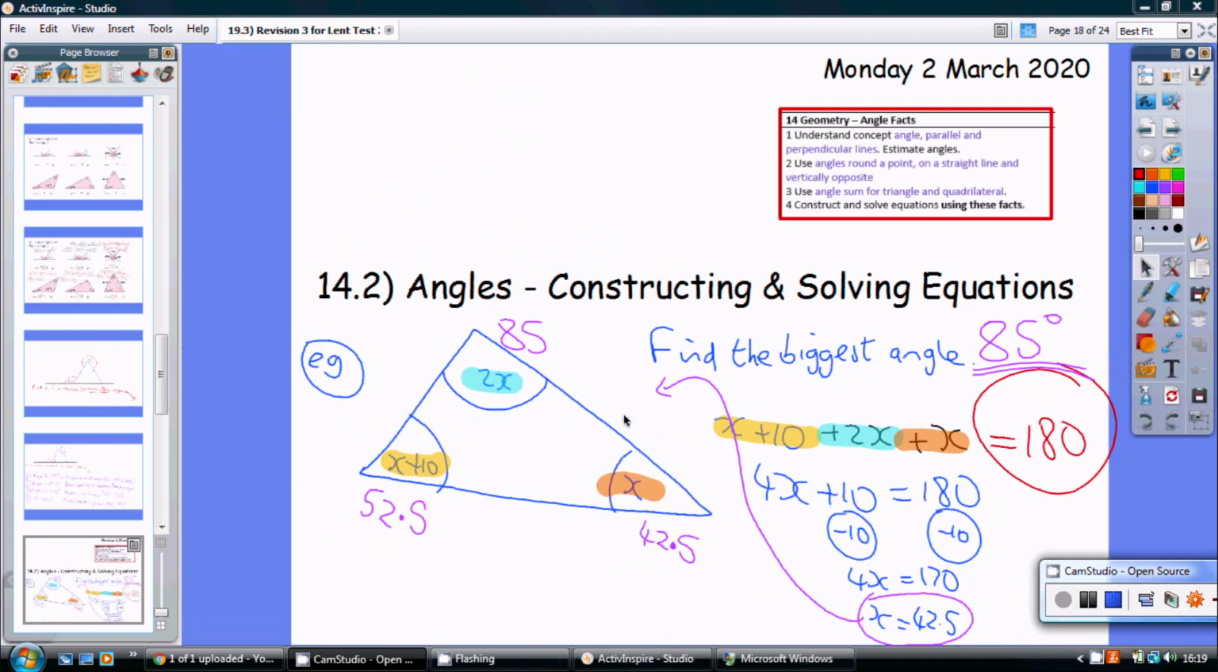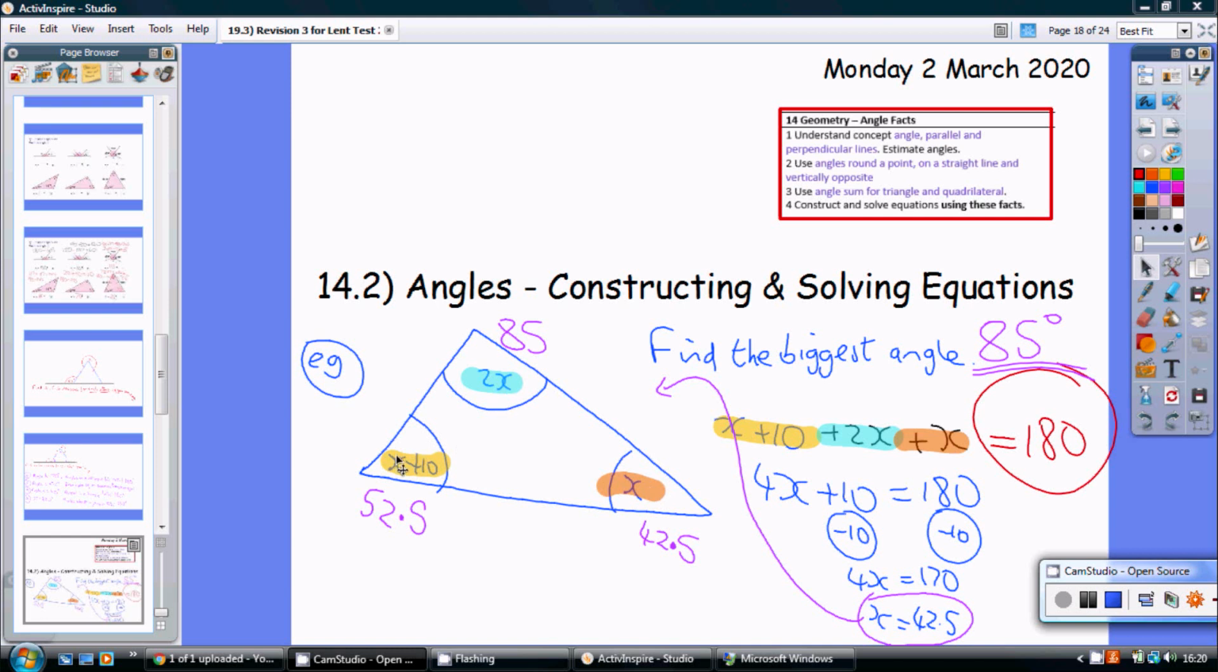Right, now we're going to move on to the second lesson we had on angles, where we were again practicing the process of constructing and solving an equation, and we'll be using our knowledge of angle facts. So this question, we didn't obviously have the purple bits to start with, but we were told that that was 2x, that angle was x plus 10, and that angle was x. Now what do we know about these three angles? We know that together they must add up to be 180 because they're the angles inside a triangle.